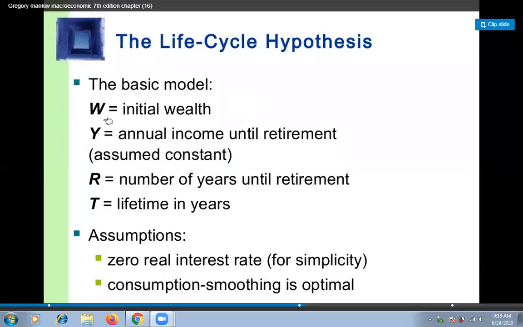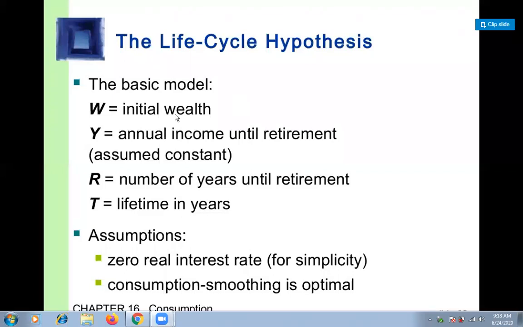W means initial level of wealth. Initial level of wealth means what the consumer gets from their forefathers, from their fathers, in the form of assets, properties, gifts. That is the part of wealth.